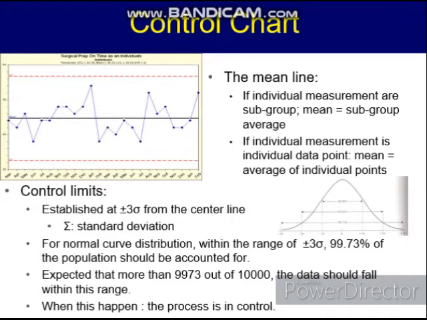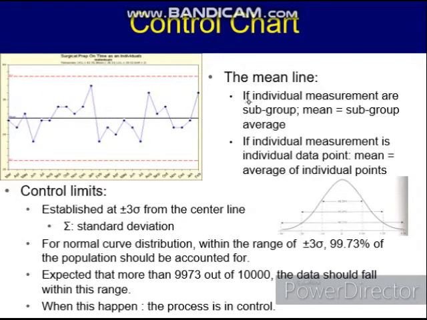Okay, let's take a look at how to establish the lines in the control chart. There are three lines as mentioned just now. One is the mean line at the center, and you have two additional lines: one is the upper control limit, the other one is the lower control limit. So let's focus on the mean line. The black line at the center is called the mean line.